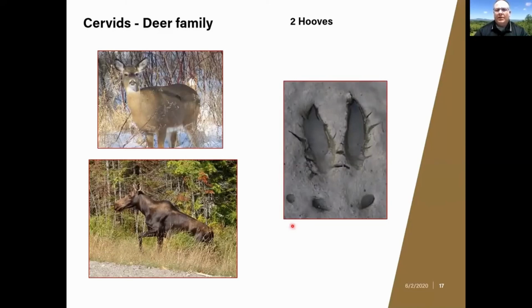So next is our cervids, or our deer family. Deer, moose, elk belong to that family. And again, they're the ungulate and have your 2 hoof toenails showing. Sometimes they will have these dew claws in the back, which will also register in certain medium, but the main 2 hooves are what show and identify this group.